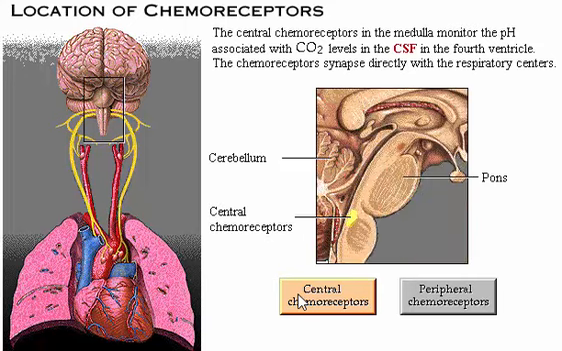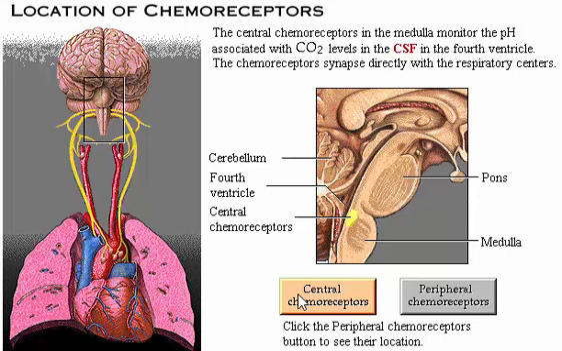The central chemoreceptors in the medulla monitor the pH associated with carbon dioxide levels in the cerebrospinal fluid in the fourth ventricle. The chemoreceptors synapse directly with the respiratory centers. Now click the peripheral chemoreceptors button to see their location.